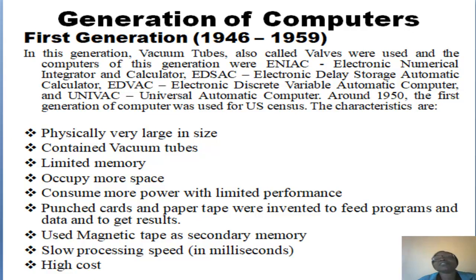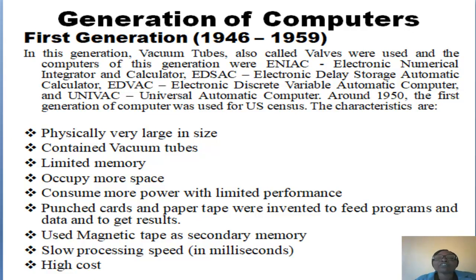Now let's quickly look at the generations of computers. This is divided into 5 generations, 5 stages. We have the first generation, the second, the third, the fourth, and the fifth generation. So we are going to start with the first generation, which was from 1946 to 1959. In this generation, vacuum tubes were used. We also call them valves.